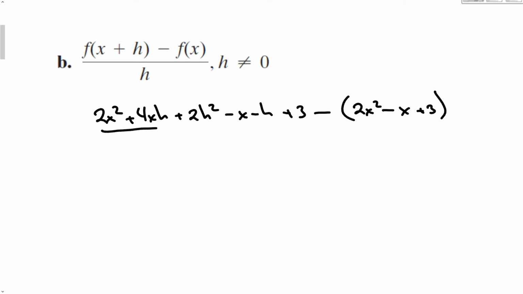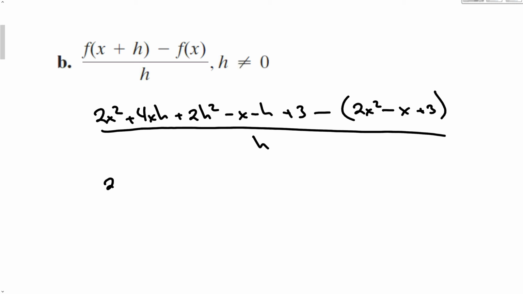What I'm going to do next is divide everything by h, but first I'm going to distribute that negative. And if you do this right, we can cancel out many of the terms here.